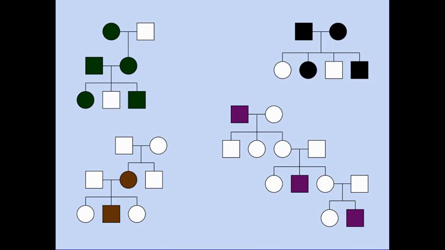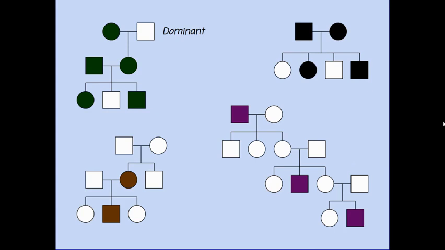So the first one, the one in the upper left-hand corner, the shaded ones are showing a dominant trait. And the reason we know that is because we have a child that doesn't have the trait from 2 parents that do. And so the only way that we can have a trait like that is if the parents are dominant and they've passed on a recessive. There's no way we could have recessive parents that all of a sudden have a dominant kid. So the shaded ones in that first one are dominant.